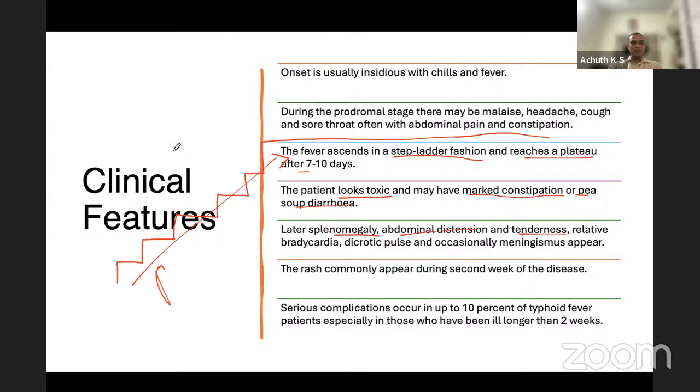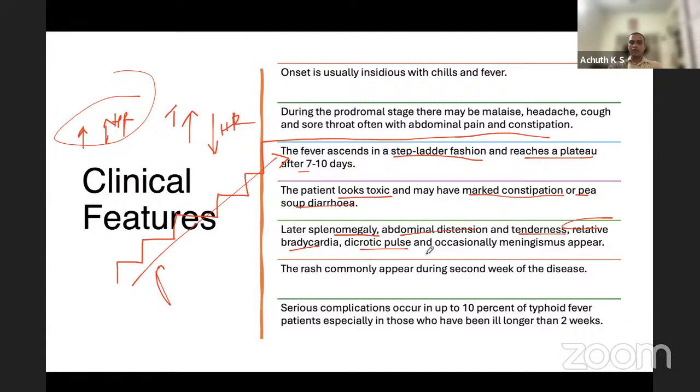Relative bradycardia. What does relative bradycardia mean? It simply means when there is a rise in temperature of your body, there is a rise in your heart rate also. However, in typhoid, if the temperature is increased, the heart rate decreases. It is inversely proportional. That is what is called relative bradycardia.